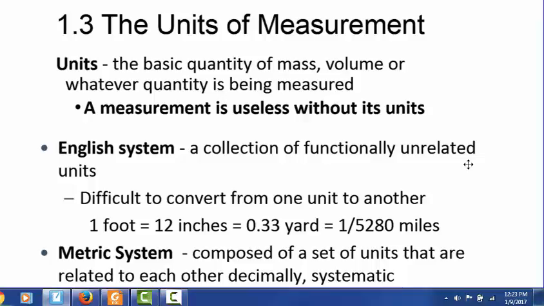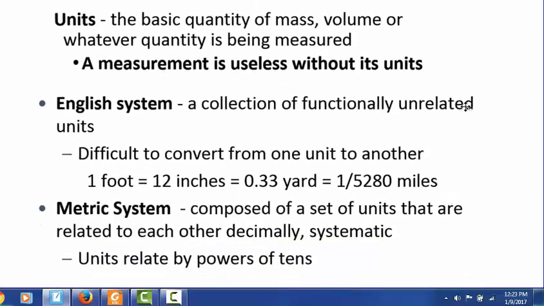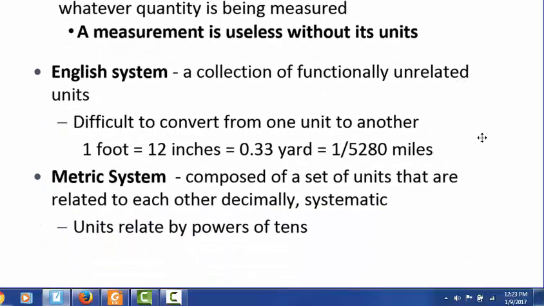The English system is the system that we use here in the U.S., and it's not very functional because the units are very unrelated. It's difficult to convert from one unit to another because the conversion factors don't follow a set pattern. For example, 1 foot is 12 inches, which is 0.33 or a third of a yard, or 1 over 5,280 fraction of a mile. None of these numbers have a set pattern to convert between them, which is why it's so difficult to convert from one unit to another in the English system.